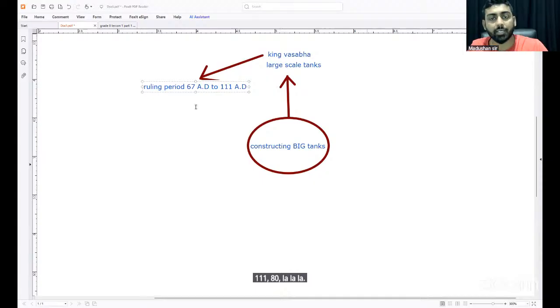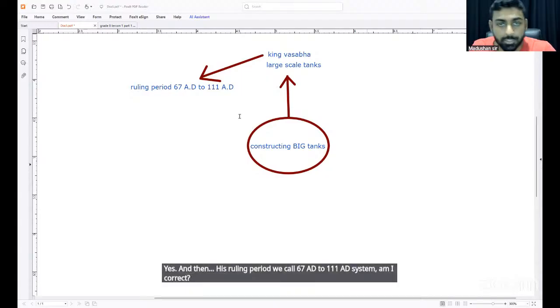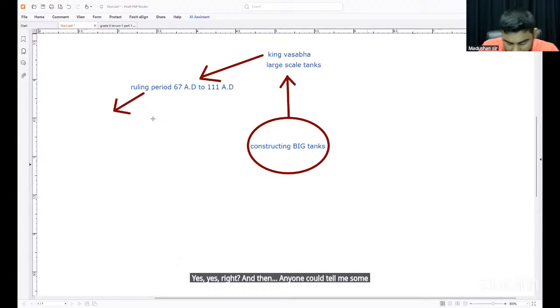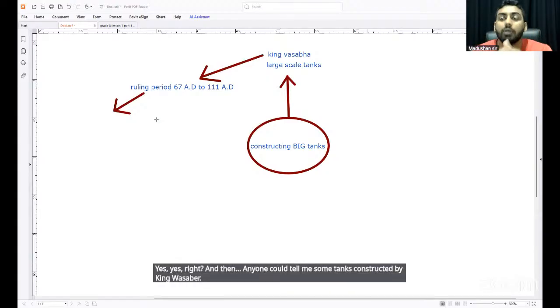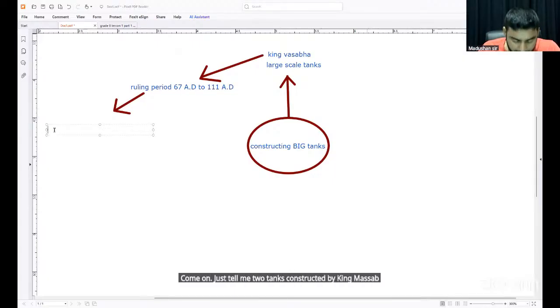King Vasabha started constructing large-scale tanks for the first time. Am I correct? Yes. And his ruling period we call 67 AD to 111 AD. Am I correct? Yes. Right. And then can anyone tell me some tanks constructed by King Vasabha? Come on. Just tell me two tanks constructed by King Vasabha, only two tanks.